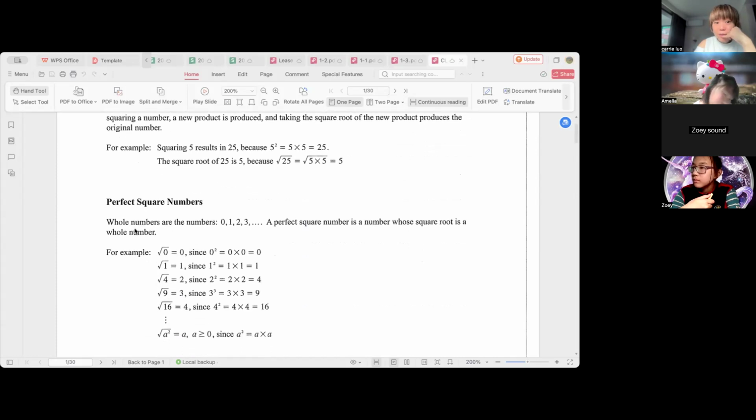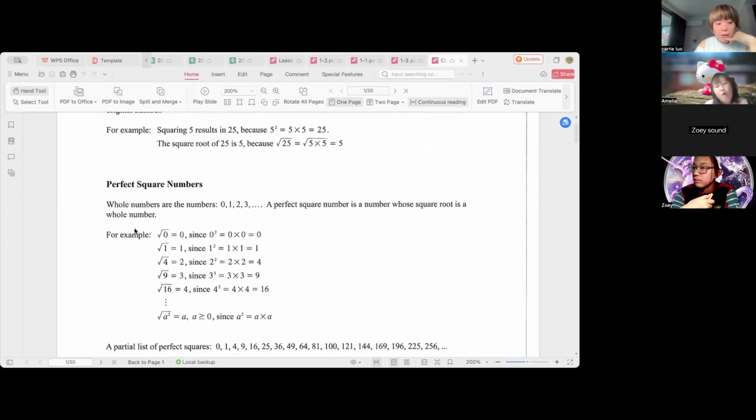Okay, so now let's learn the second concept, called perfect square. The whole numbers are the numbers 0, 1, 2, 3, 4, 5, 6, all the numbers. Are they infinite or finite whole numbers? Is there a limitation for the whole numbers? Very good. There's no limitation. So there are unlimited whole numbers. A perfect square number is a number whose square root is a whole number.